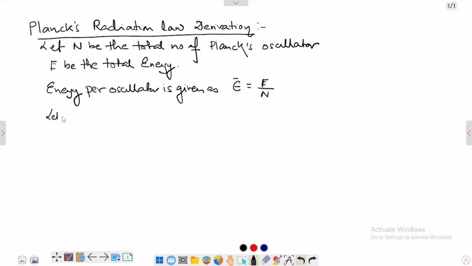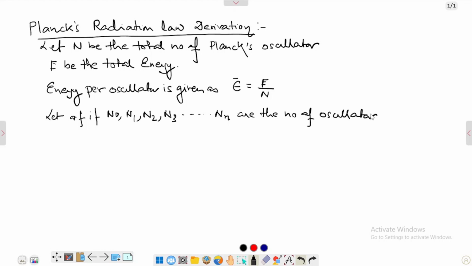Let N0, N1, N2, N3, up to the last one, Nn, be the number of oscillators whose distinct energies are given as 0, epsilon, 2 epsilon, 3 epsilon, and at the last you will get n epsilon.